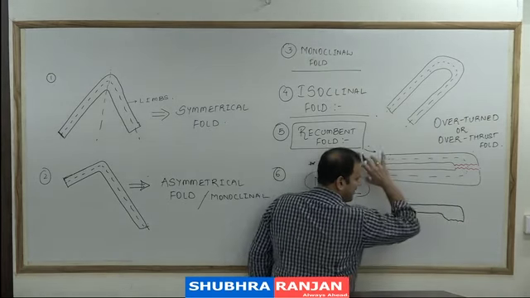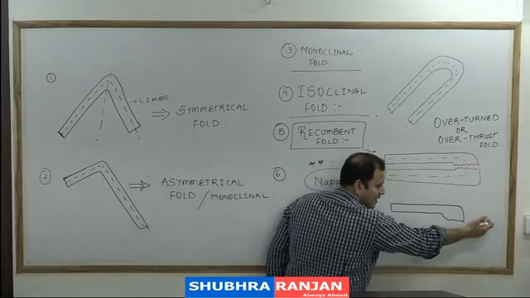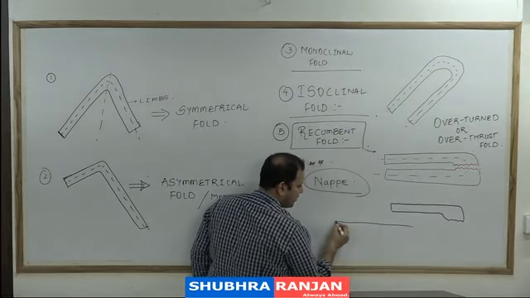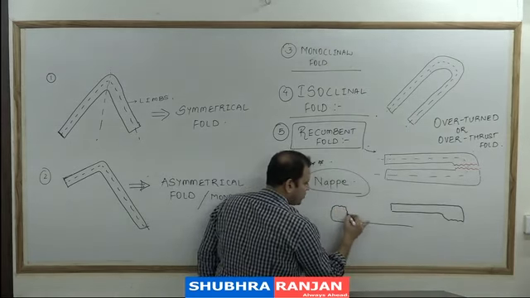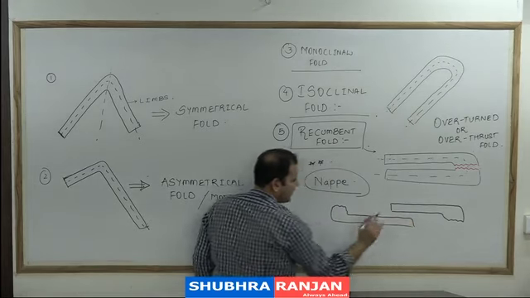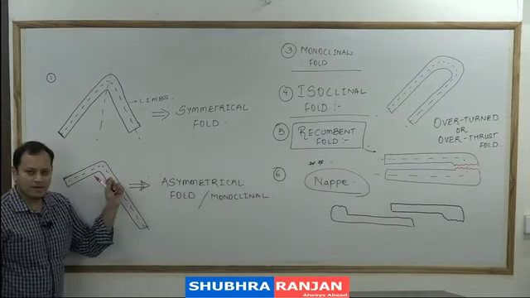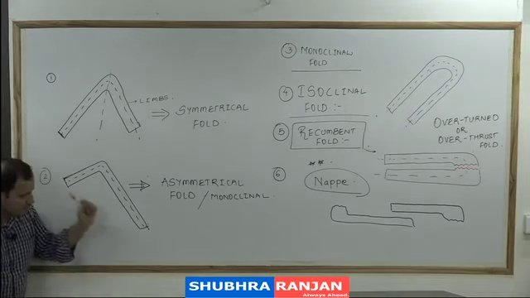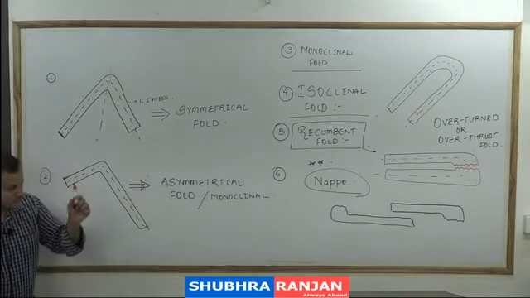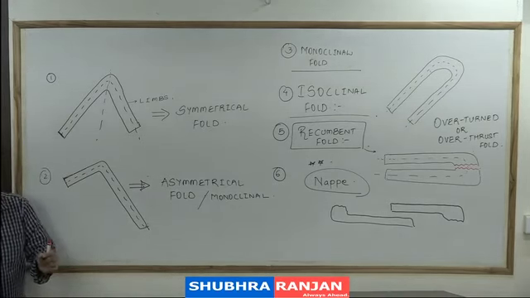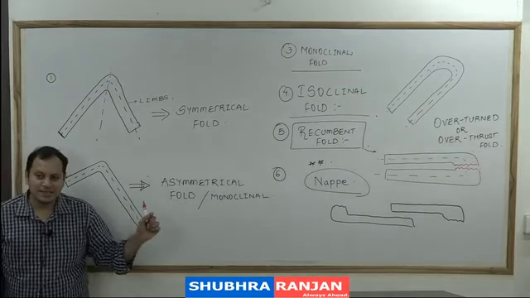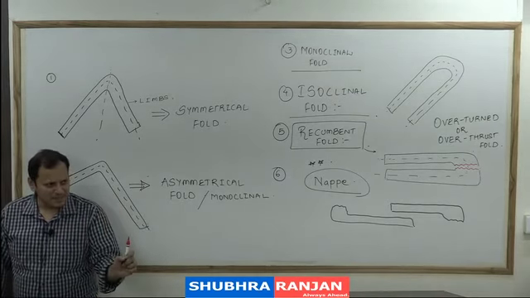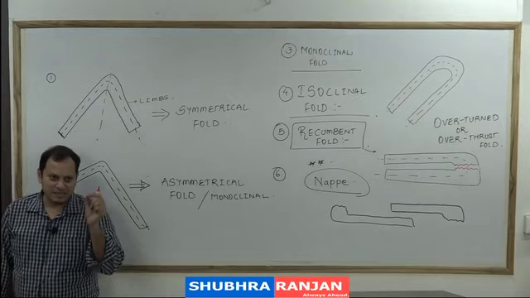Why? Because from here one force is acting and from below the other force is acting. So the two limbs which were there are found several kilometers apart. Such broken limbs which are found several kilometers apart are termed as nappe. Example in India, how do we see nappes?